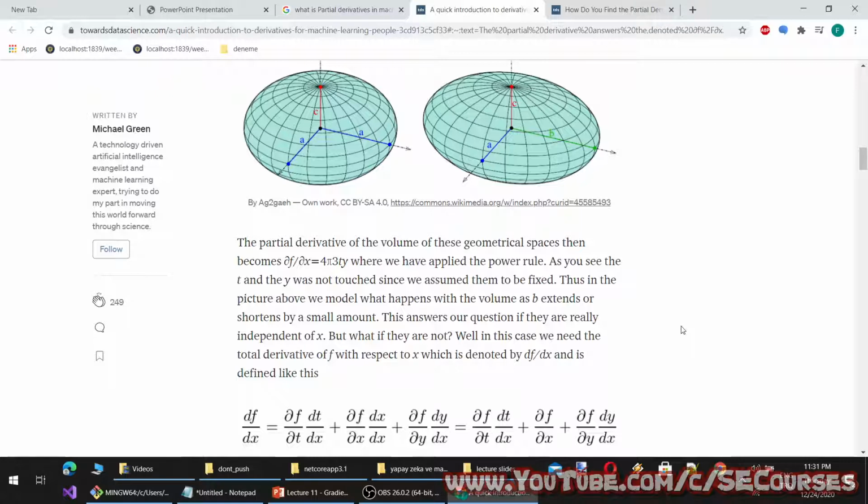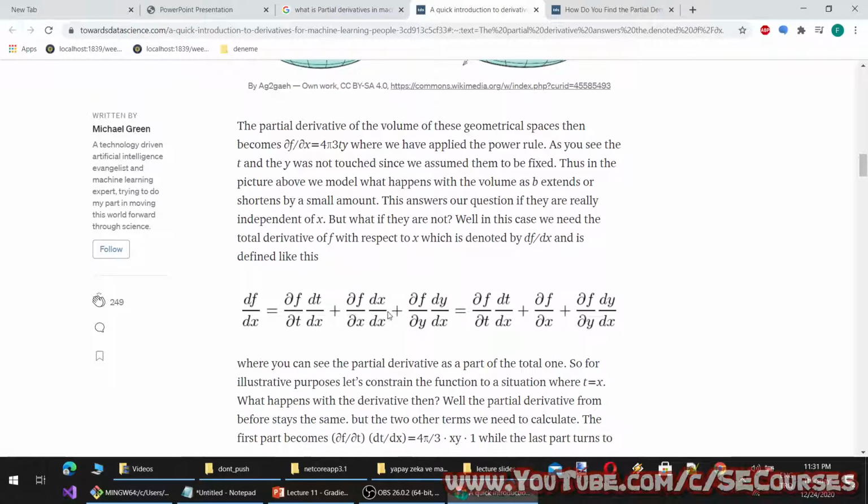Well, in this case we need the total derivative of f with respect to x, which is denoted by df/dx and is defined like this.